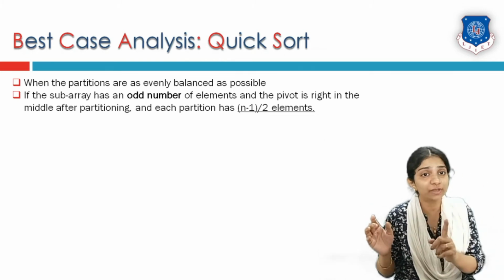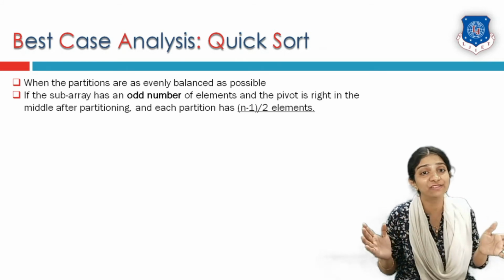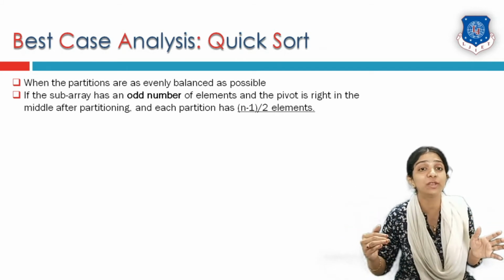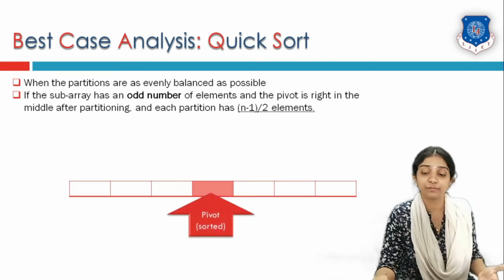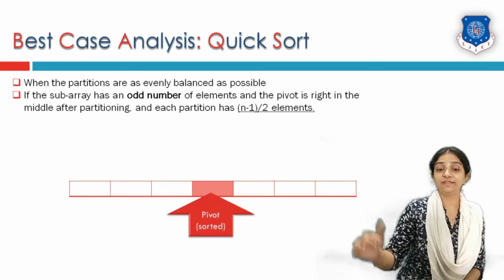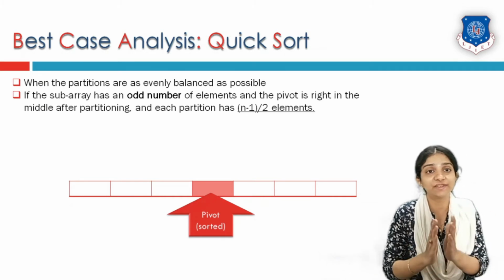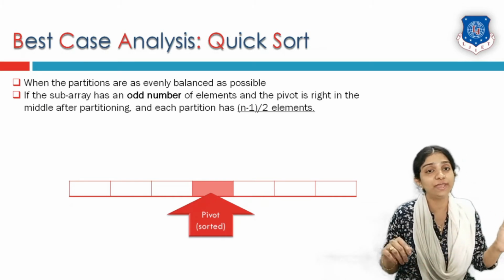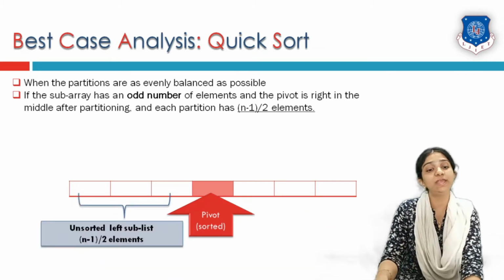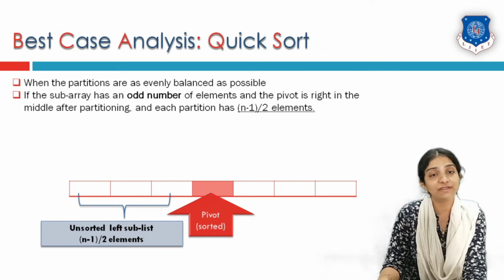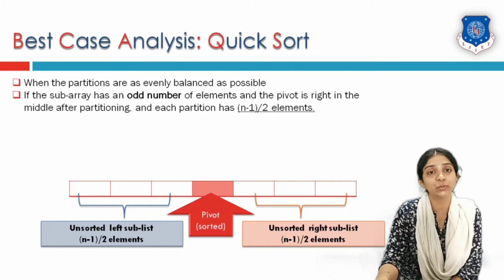So one pivot is sorted. The remaining elements are n-1, and both of these sides are balanced. That means (n-1)/2 elements are towards the left and (n-1)/2 elements towards the right. So let us understand, in this case there are a total of odd elements, 7 elements, and the pivot is placed in the middle. So towards the left there are 3 and towards the right there are 3. So in total there are 6 elements which need to be solved. So from 7, 3 is (n-1)/2 and this 3 is also (n-1)/2.